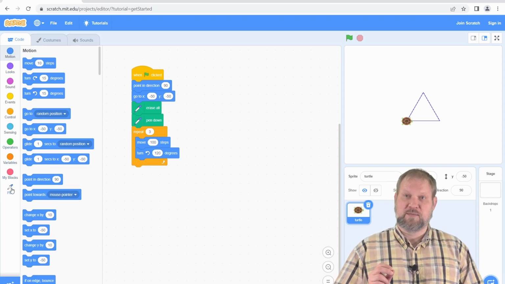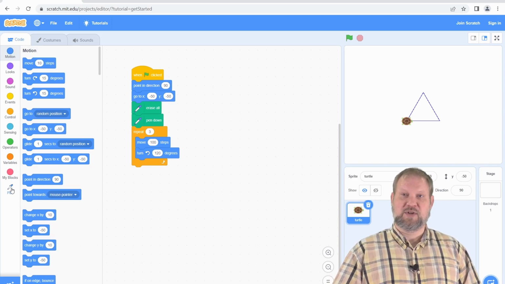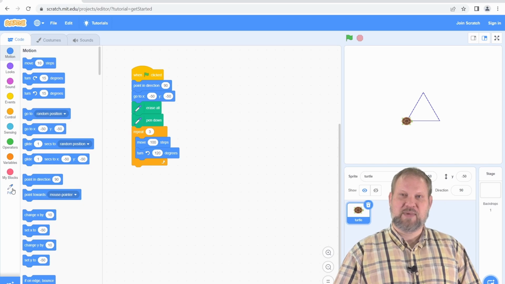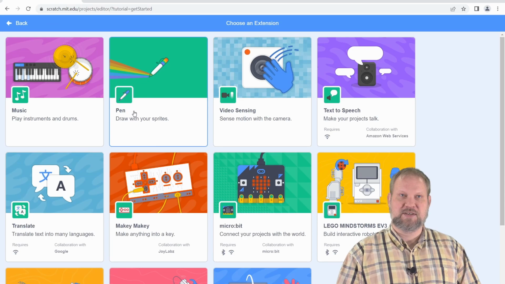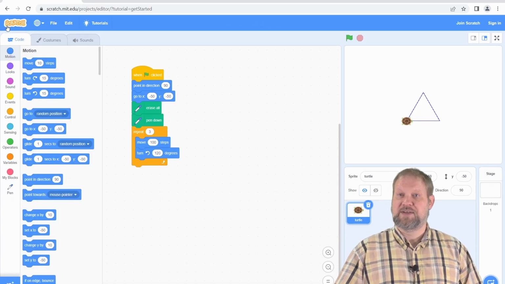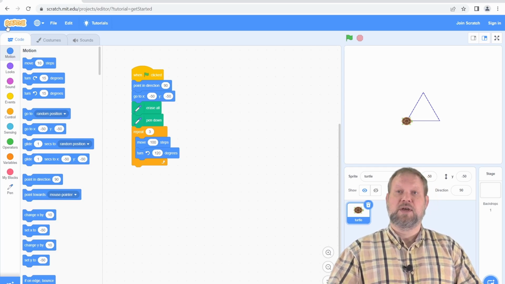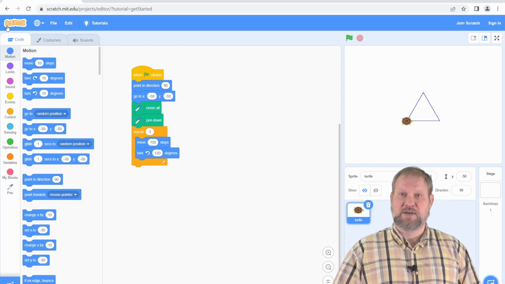And if you remember when we did the music extension, it added music blocks that had a little icon of music notes. And so you might be thinking, oh, I bet that pin is an extension. And you're absolutely right. If you come down to the added extension, it's this pin extension. And the pin is basically the mechanism that Scratch has used to implement the idea of turtle graphics within Scratch.